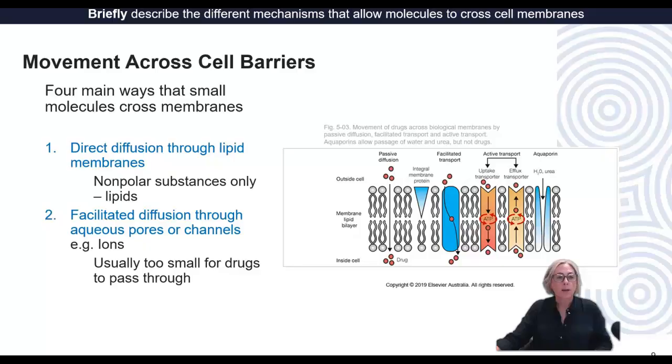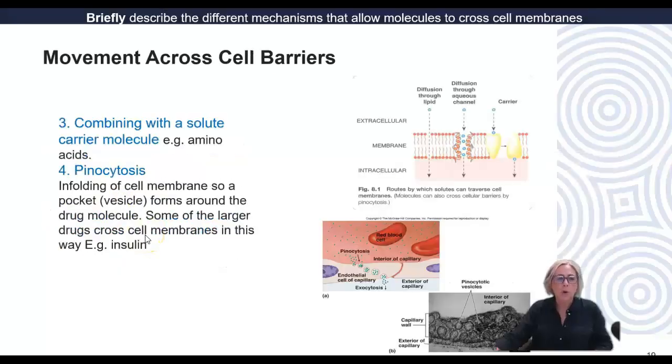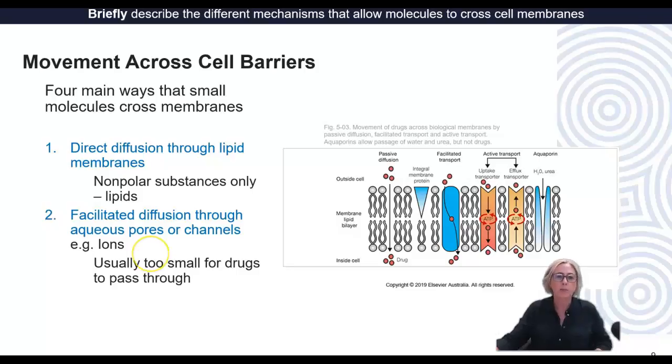Basically, there are four main ways that small molecules cross membranes: either direct diffusion, facilitated diffusion, combining with a solute carrier molecule, or via pinocytosis. So if we go back to direct diffusion through lipid membranes, this can only happen with a non-polar substance, so a non-charged, non-ionized substance, so only lipids.